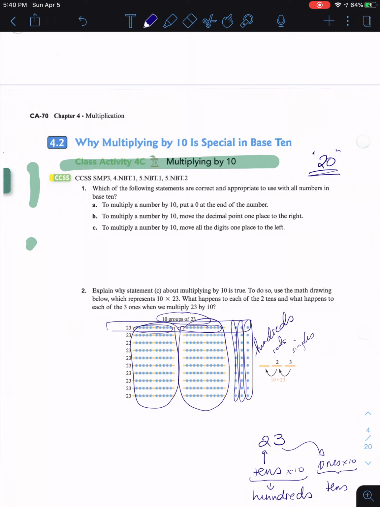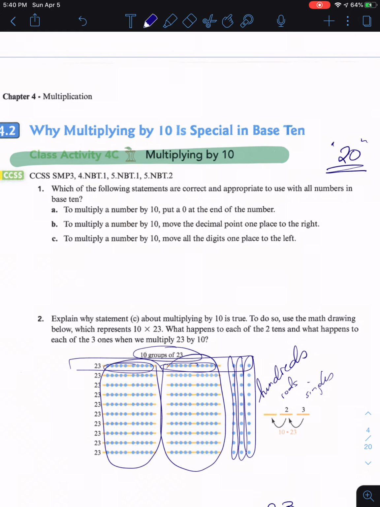So let's go back to question 1. We have some choices of how we're going to create this mnemonic or shortcut for multiplying by 10. To multiply by 10, put a 0 at the end of the number. That's better than add 0 to a number. To multiply by 10, add 0 to the number. Put a 0 at the end of the number. At least it is mathematically correct. When we say add 0 to a number, well, any number plus 0 is itself. So it doesn't make sense to add 0 to a number. It's actually a false statement.